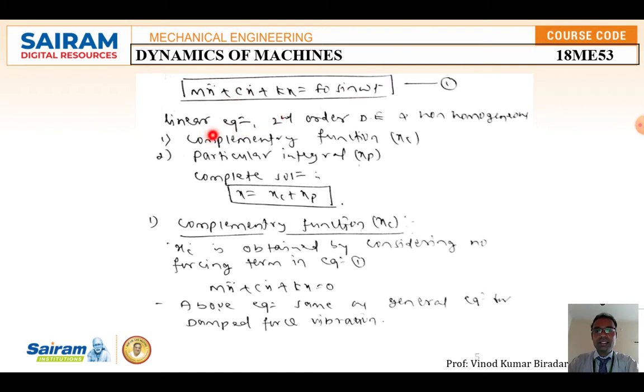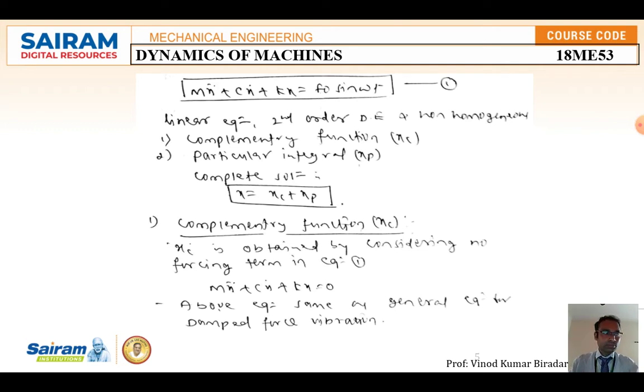Here we have a linear, second order, non-homogeneous differential equation. To solve this, we are going to get the complementary function and the particular integral, x of c plus x of p. If you want to solve this, you get the complementary function and the particular integral function.